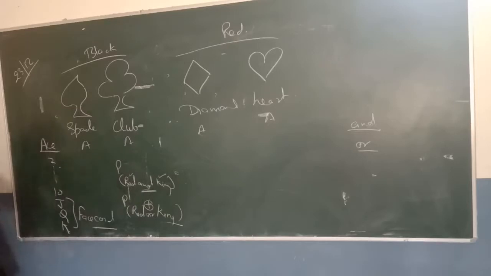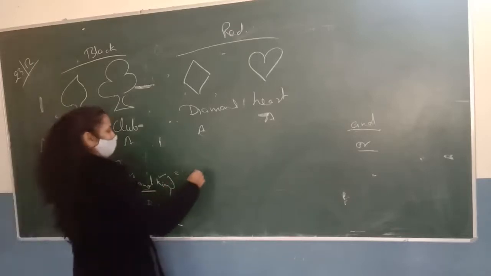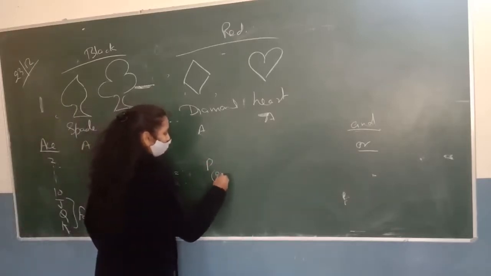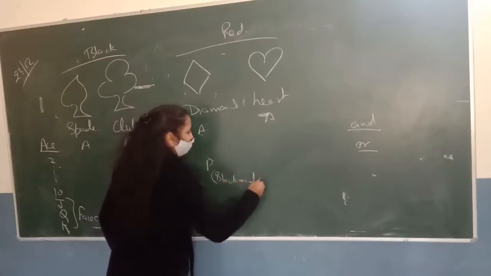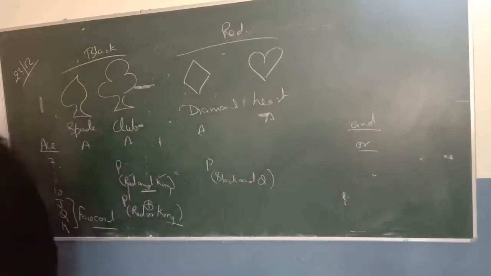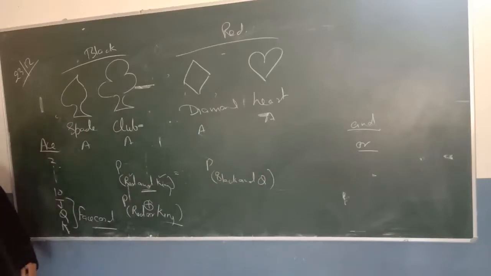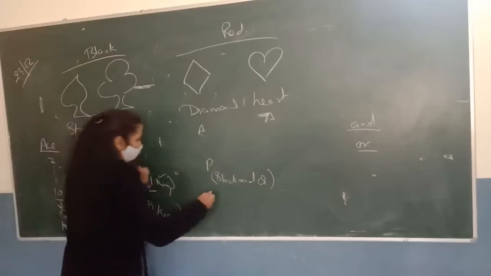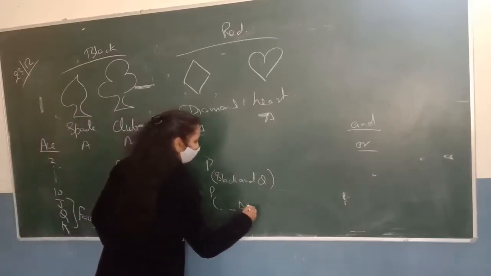Okay. Now the probability of getting black and queen. Only 2 cards are there which are black and also queen, right? And if I ask you black or king, there will be 28 upon 52. Or if I ask you neither black nor king, the probability of getting neither black nor king.